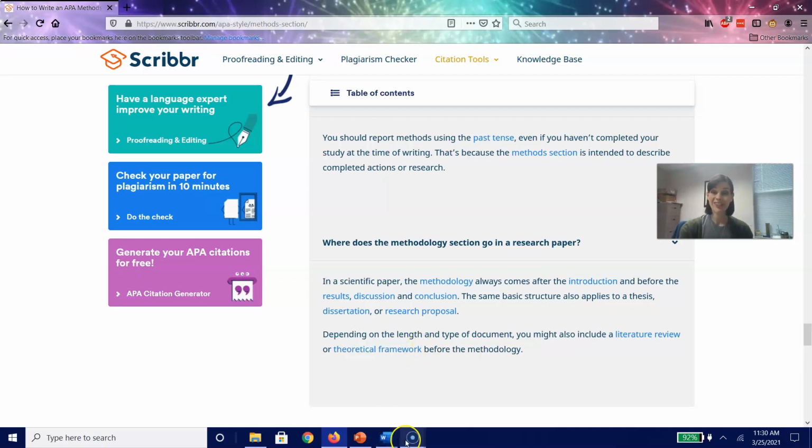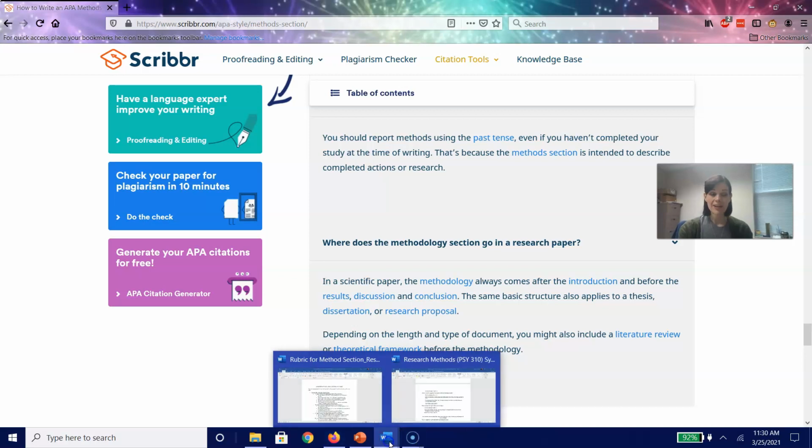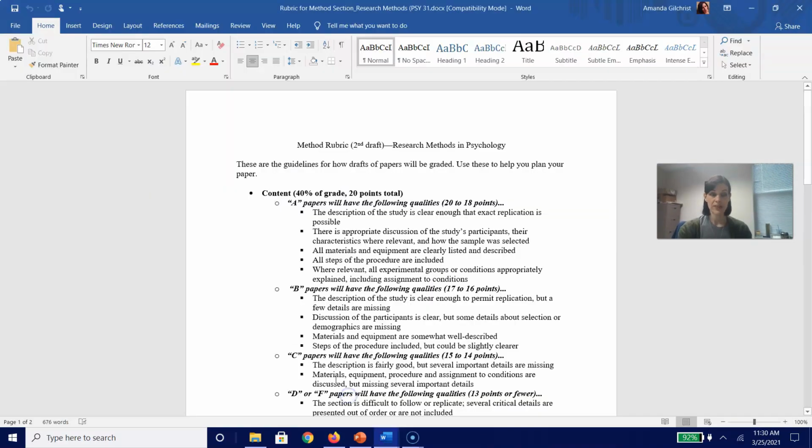And then finally, I realize this has been a little long. I want to go over the rubric with you. So again, as you're going to see, the majority of the grade comes from content. So this is for the second draft of your methods rubric. This will be, again, 50 points. It's due April 22nd. So you have a lot of time to think about this.